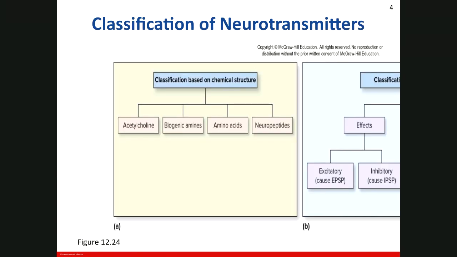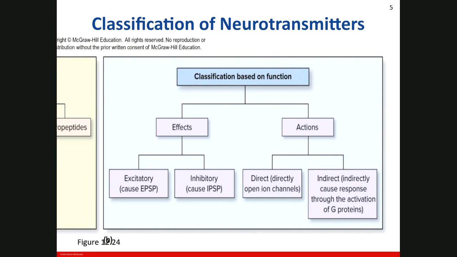Neurotransmitters are also classified by their functions. By their functions, we can classify them by their effect or by their action. By their effect, some of them are excitatory. They can make excitatory postsynaptic potential, and I hope you remember the meaning of excitatory postsynaptic potential. It means that they can open the sodium channel, sodium ion comes into the cell, and inside the cell becomes more and more positive. Some of the neurotransmitters are inhibitory neurotransmitters.